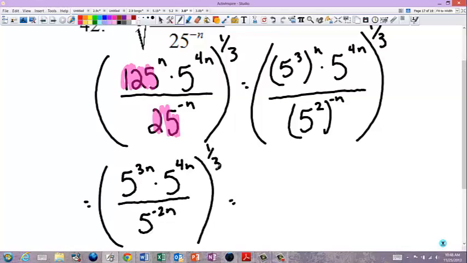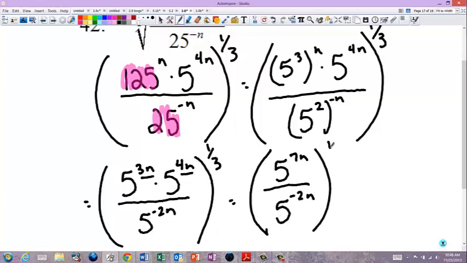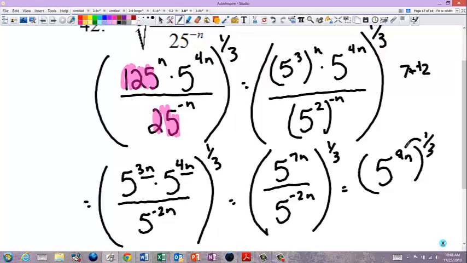If you add your exponents on the top, 3n plus 4n is 5 to the 7n over 5 to the negative 2n to the 1/3, which is 7 minus negative 2. 7 minus negative 2 is 9. 5 to the 9n to the 1/3. You then distribute. 1/3 times 9 is 3. So my answer is 5 to the 3n. That's my answer. That one was a little wild.